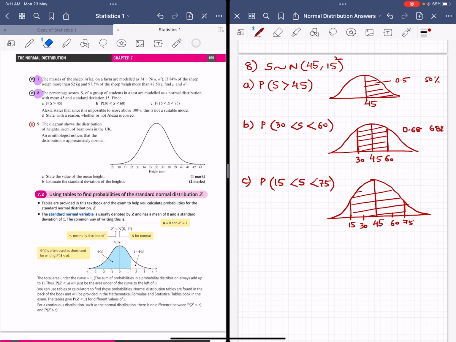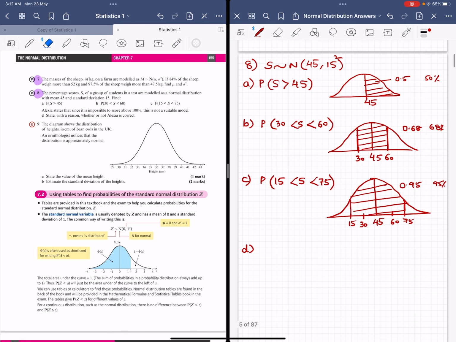We already know that the probability for two standard deviations below and two standard deviations above the mean is 0.95 or 95%. Part D. Alexia states that since it is impossible to score above 100, this is not a suitable model. State with a reason whether or not Alexia is correct.